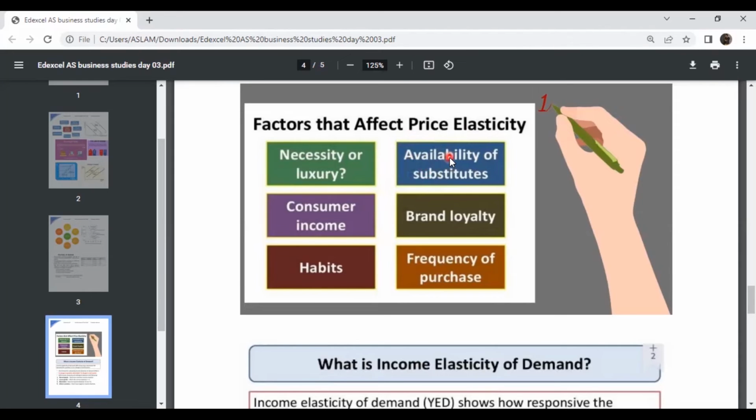If there is no substitute, one competitor controls the entire market, it is a monopoly market. So it becomes an inelastic demand. Then we have the next part.